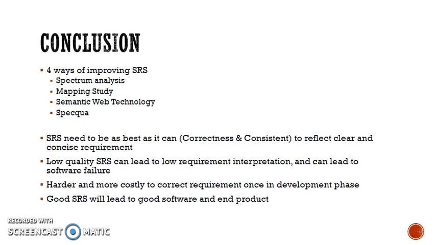So for our conclusion, we have 4 ways of improving SRS, which are spectrum analysis, mapping study, semantic methodology, and SpecQua. An SRS needs to be as good as it can be, with correctness and consistency, to reflect clear and concise requirements. Low quality SRS can lead to poor requirement interpretation and can lead to software failure. It is harder and more costly to correct requirements once in the development process.